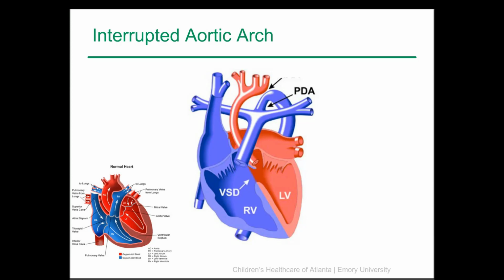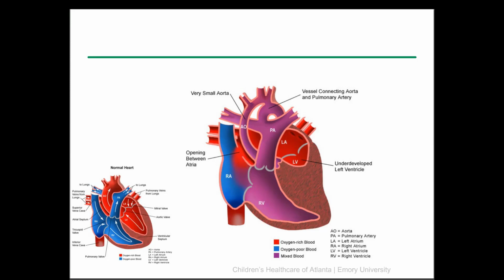Surgery for these kids is pretty straightforward. We will go and, where this interrupted aortic arch is, just connect this part of the aorta down to this part of the aorta and then get rid of the PDA. And then the long-term follow-up for these children is very similar to those with coarctation of the aorta. Now we're getting into some of our more severe defects.